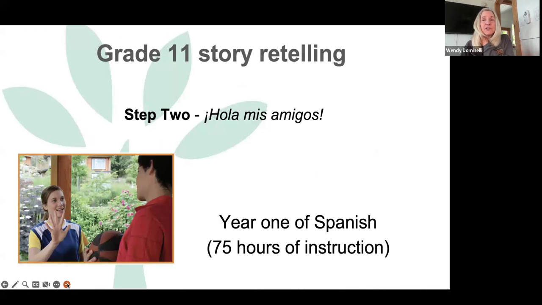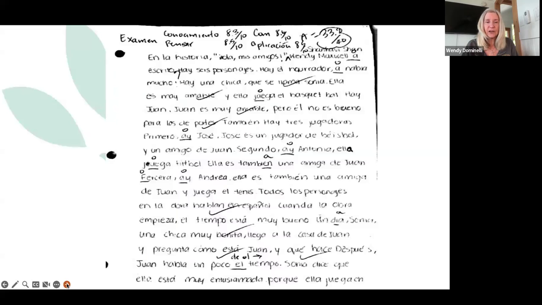And then we do the same activity when we're working with older students, no matter what the language. So this is a grade 11, first year of Spanish.